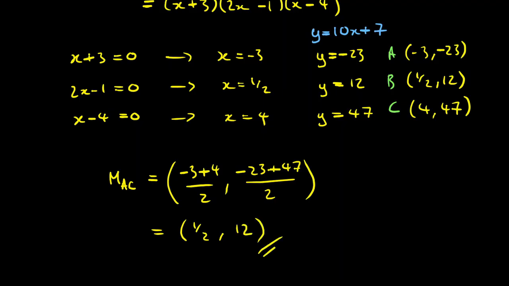And so that is the same as the coordinates of B, and so we have shown that the midpoint of AC is the same as the coordinates of B.